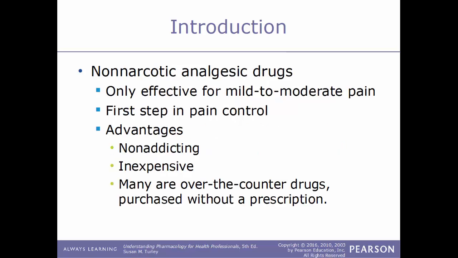The first type of analgesic drug we'll talk about are non-narcotic analgesic drugs. And these are only effective for mild to moderate pain. This is the very first step in pain control. And there are some advantages for this category of drug. These are non-addicting, these are inexpensive, and many are over-the-counter, so they can be purchased without a prescription.